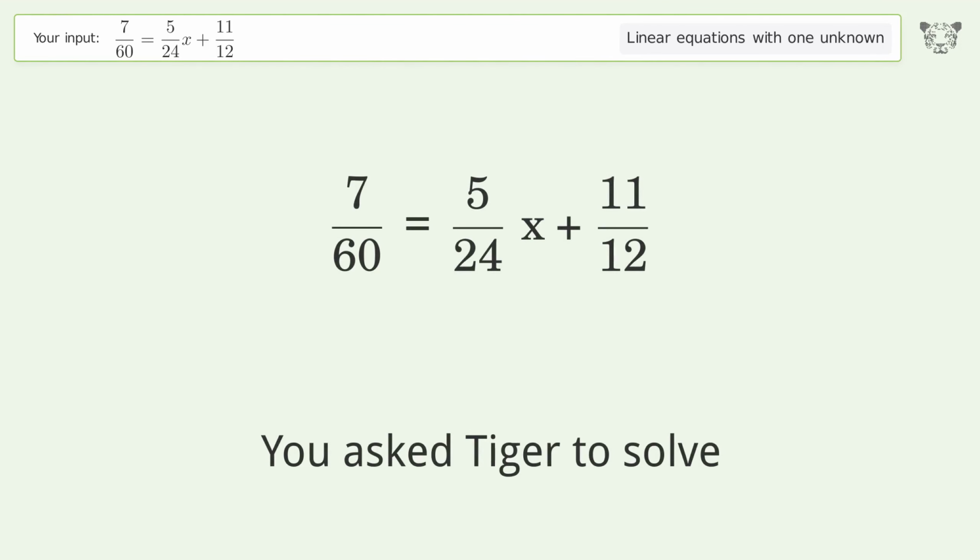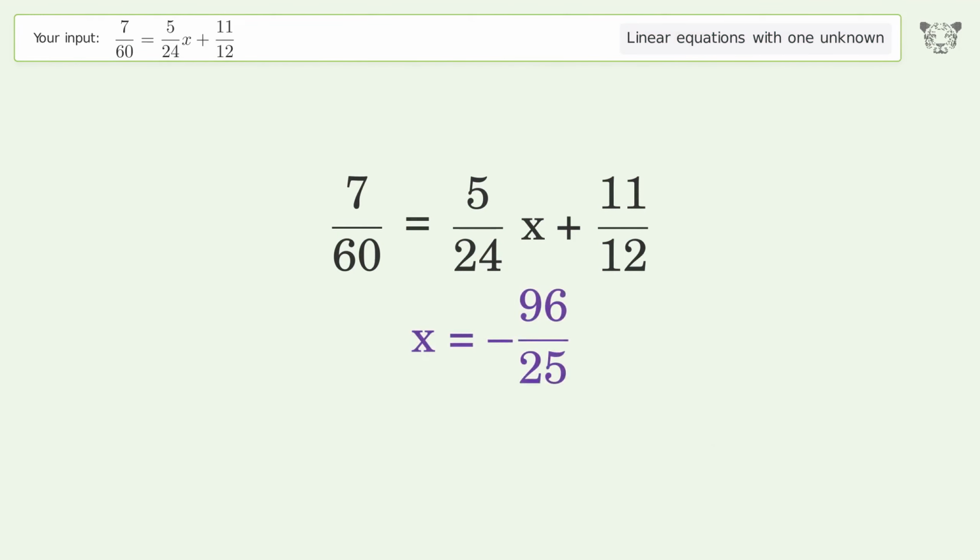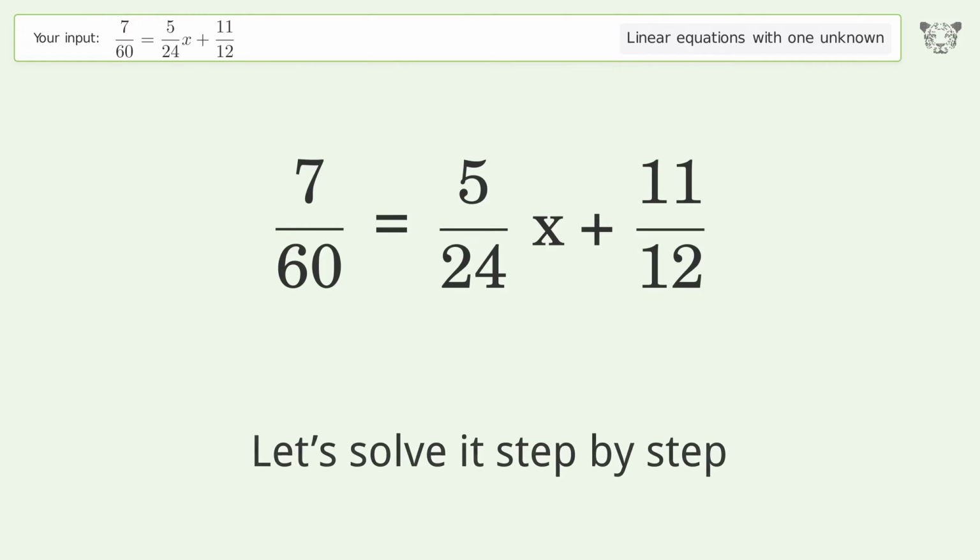You ask Tiger to solve. This deals with linear equations with one unknown. The final result is x equals negative 96 over 25. Let's solve it step by step.